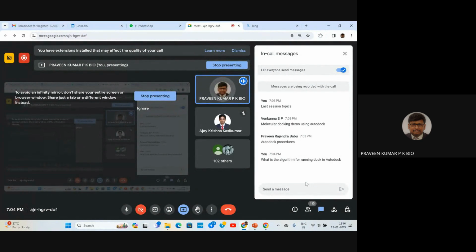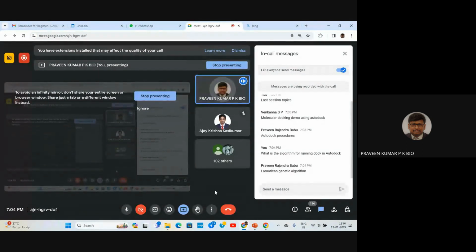Actually, we have followed majorly two important procedures. One is running grid in AutoDock. The other step is running dock in AutoDock. So what is the algorithm we have used? It's just a recap, and if you find the same, very good. The Lamarckian genetic algorithm is the correct answer. Good. Yes. So then I can go for the second question.